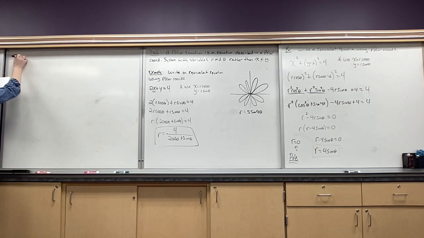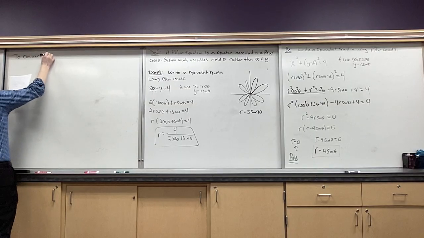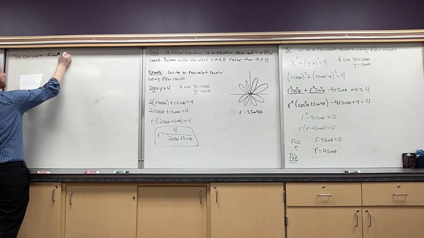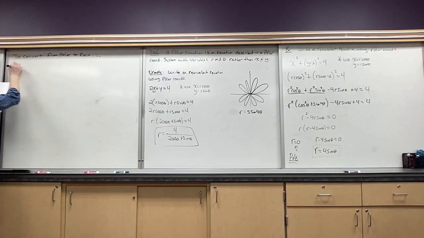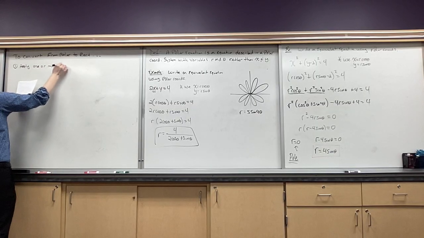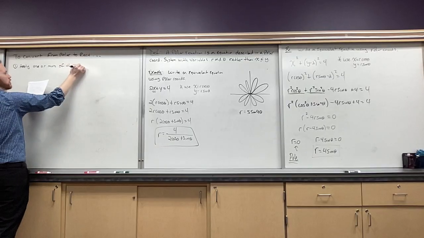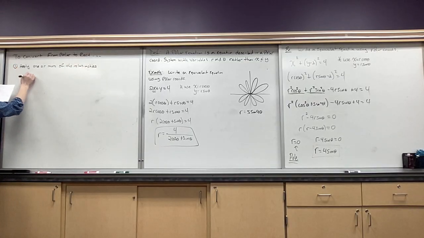Okay, so now, to finish it, so to convert from polar to rectangular, okay, I'll give you some steps to help. You want to apply one or more of the following relationships. Okay, so the stuff we've been using with x and y.